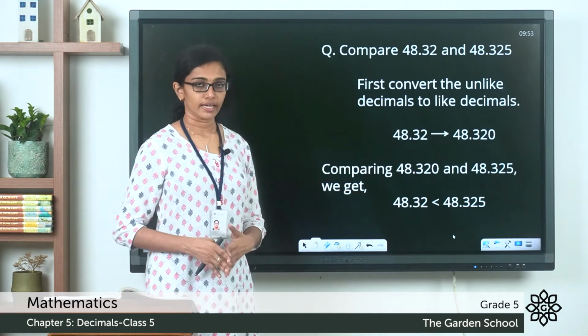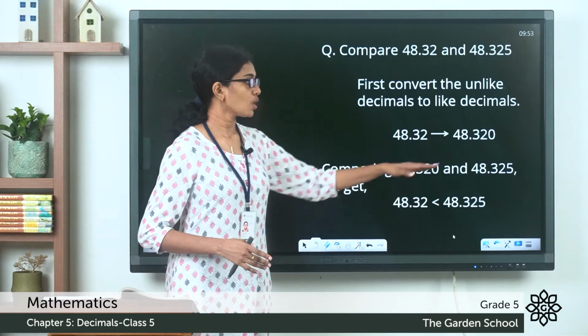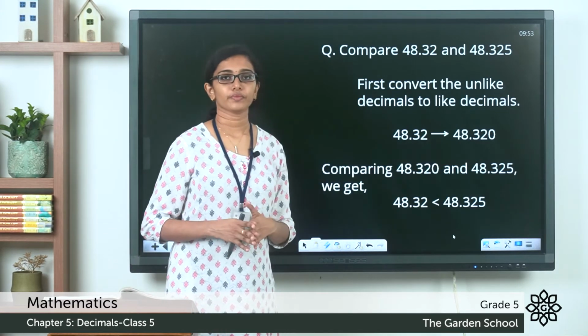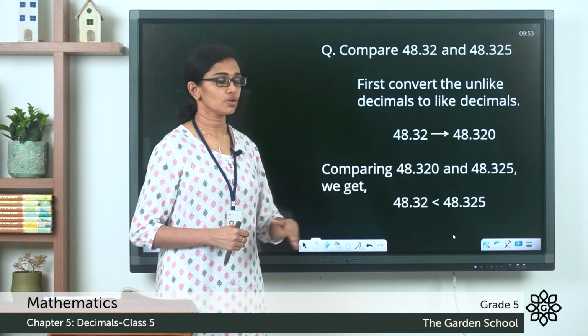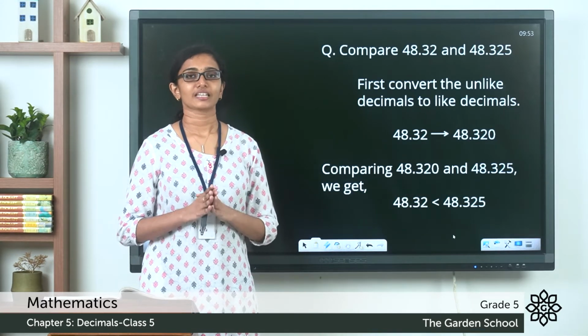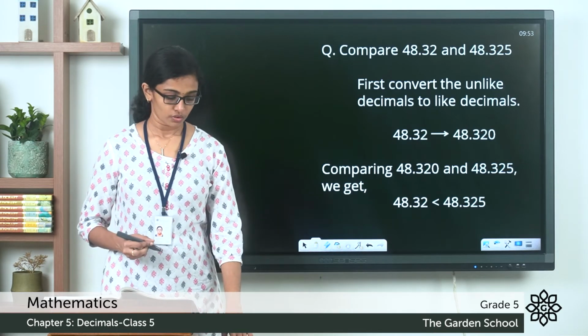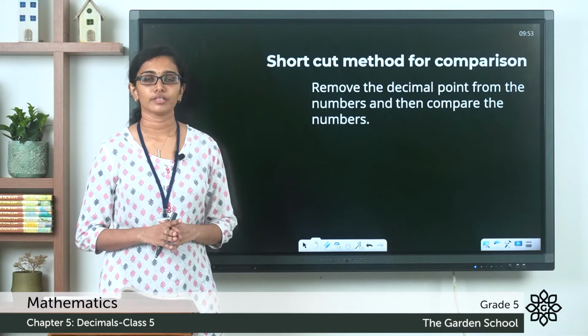So we can write 48.320 is less than 48.325, or from the question we can write 48.32 less than 48.325. Clear? Now let's see a shortcut method for comparing decimal numbers.